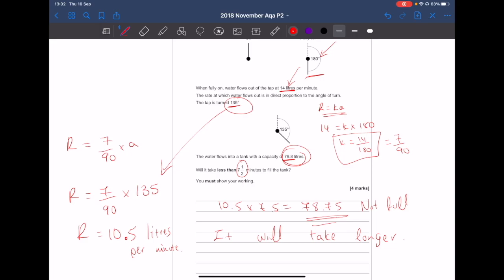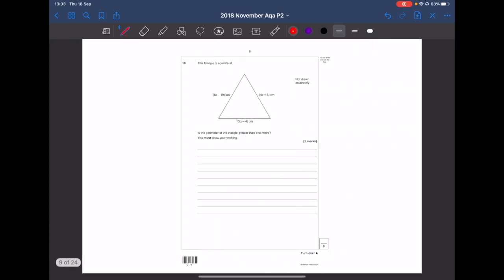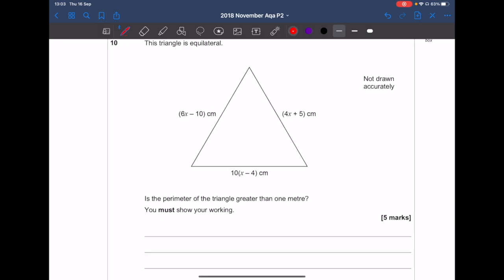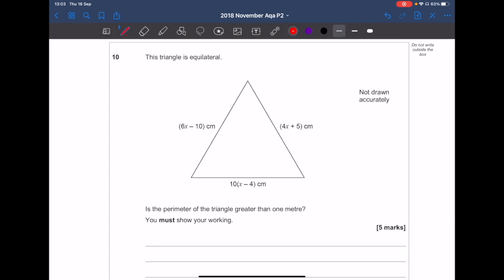So no, it will take longer to fill. Continuing, this triangle is an equilateral triangle. Is the perimeter of the triangle greater than 1 meter? That's what we're trying to find out. So the information here that we need is that the triangle is equilateral.